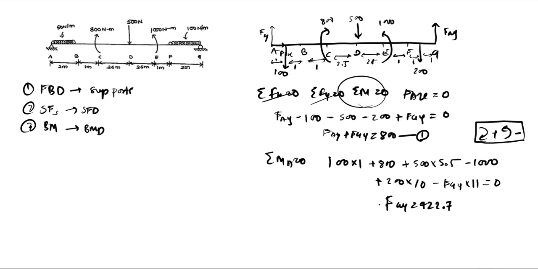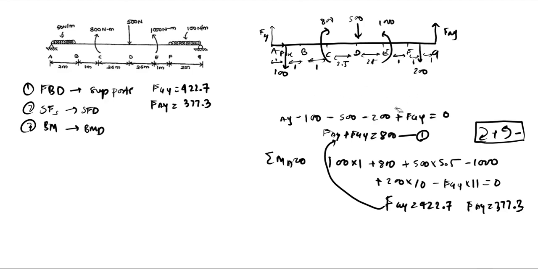If you put this into your first equation, which was FAY plus FGY is 800, then you will get the value of FAY also. FAY will come out to be 377.3, because the total summation should become 800. So we can write our answer as FGY comes out to be 422.7 and FAY comes out to be 377.3. So we have found the support reactions.